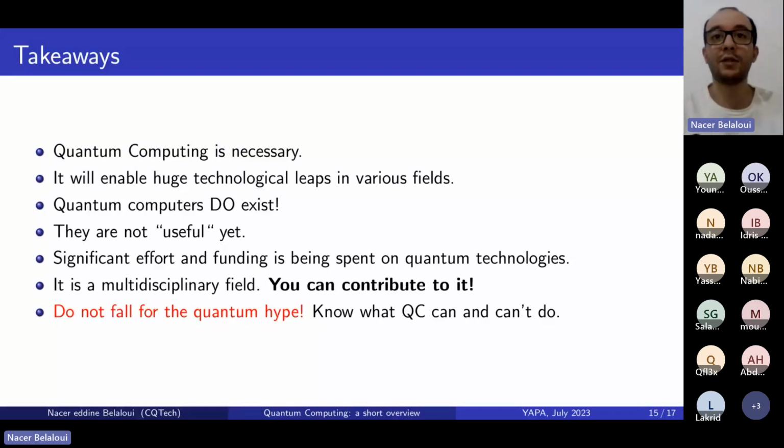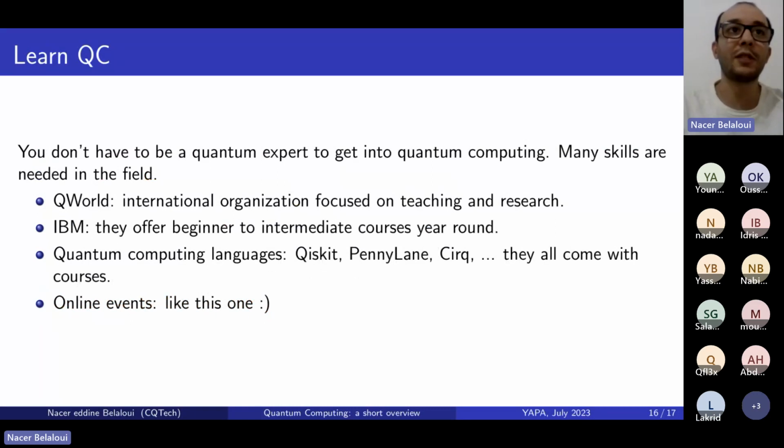So let's not fall for the quantum hype. Let's know what quantum computers can and can't do. Let's know where classical computers are better and where quantum computers are better. And to learn about what quantum computers can and can't do, I will just give a few, let's say, starting points for those of you who want to start in this field. I recommend the courses by QWorld. It's an international not-for-profit organization. They have some of the best beginner courses on quantum computers. So just type in QWorld and then look at the courses.